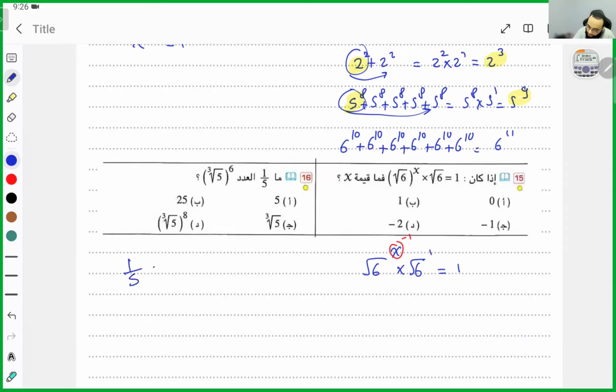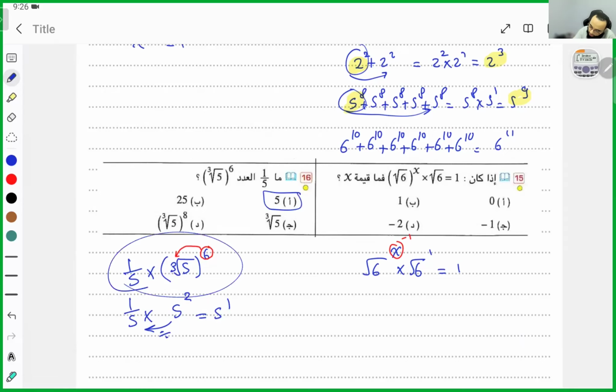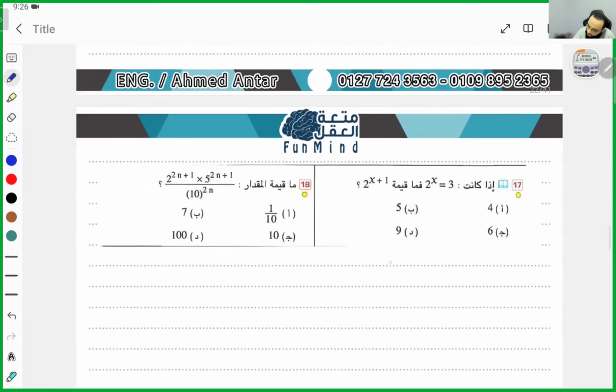1 over 5 times the cubic root of 5 to the power of 6. So it's something like 6 over 3. Then it's 1 over 5 times 5 to the power of 2, because 6 over 3 is 2. Then it's 5 to the power of 2 divided by 5, which is 5 to the power of 1, which is 5. You can do it with the calculator. You can write it on the calculator and get the answer. We solve it like this.